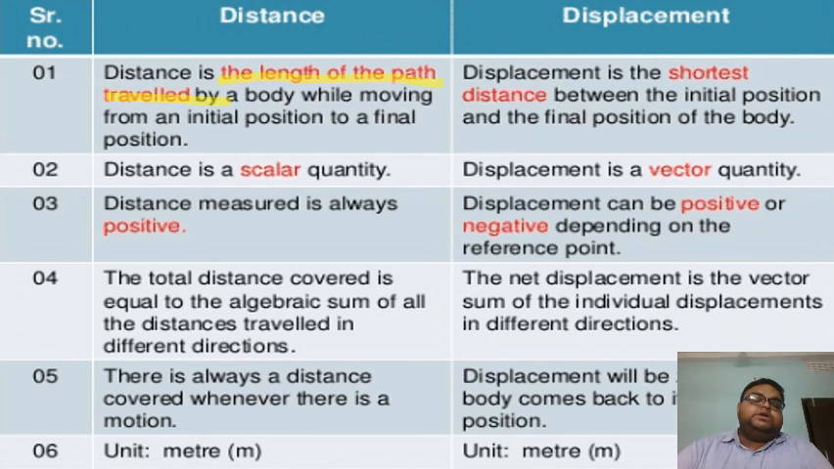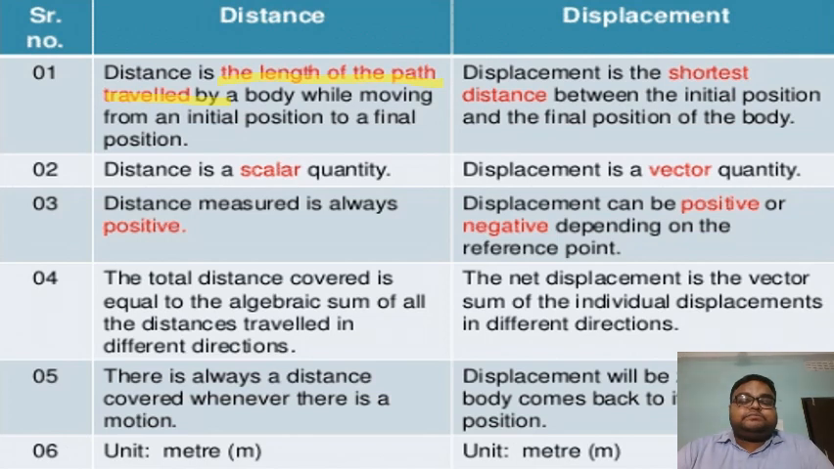Distance measured is always positive. Understood students? The distance is always positive, but the same cannot be said for displacement. Why? Displacement can be either positive or negative. It all depends upon the point of reference.